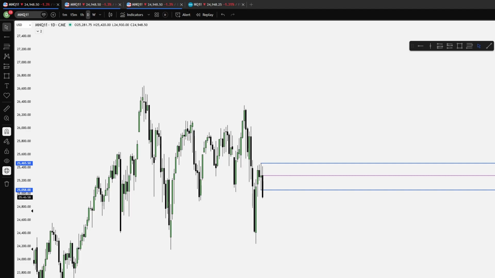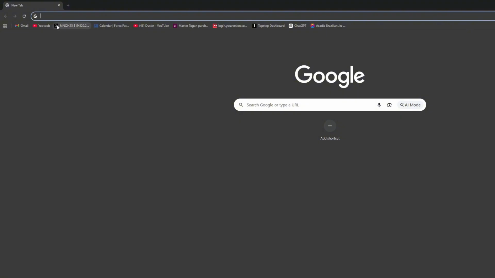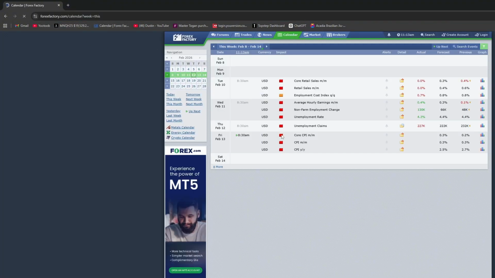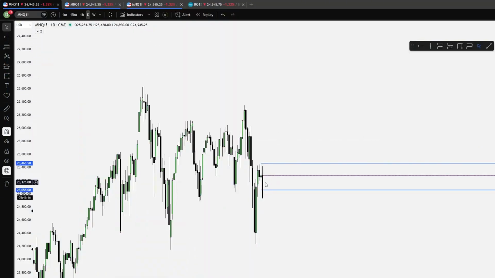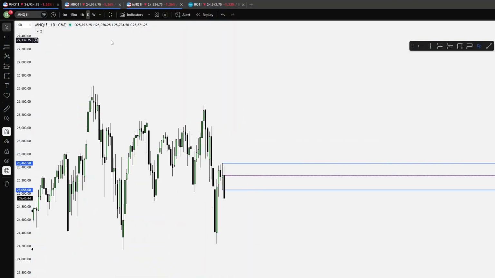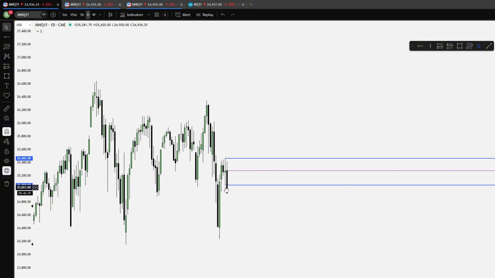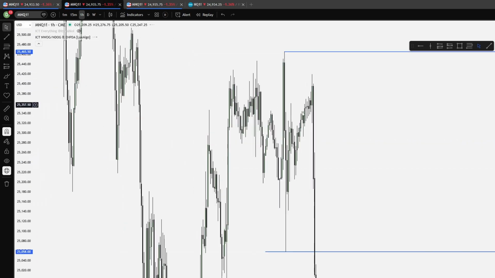Today is Thursday the 12th. We had 8:30 employment claims this morning, and I always start on the weekly and daily chart. Today we were using a previous day high and previous day low framework. Before this candle printed bearishly down, these were the levels we were looking at. Now I'll drop down to my intraday hourly chart.